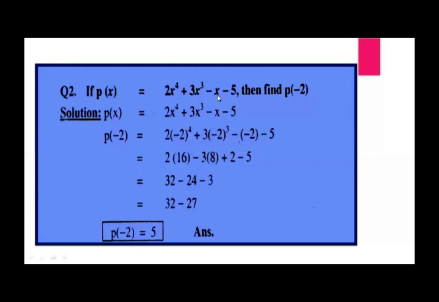2x to the power 4 plus 3x cube minus x minus 5, then find p of minus 2. Here you will observe that no value of x is given, but p of minus 2 is given. It indicates that the value of x is minus 2. So in the solution, we write the polynomial properly, and in place of x we write minus 2 in each bracket. Then we find the multiplication, that is 16. Now I think it is very much clear to all of you. That bracket gives the answer 16.